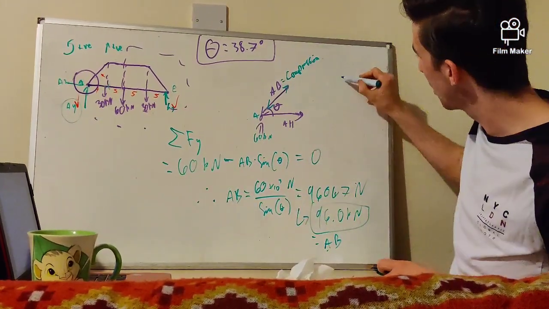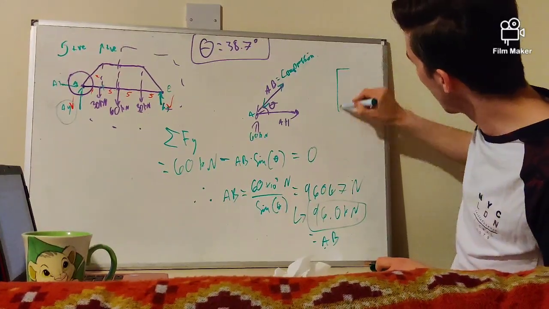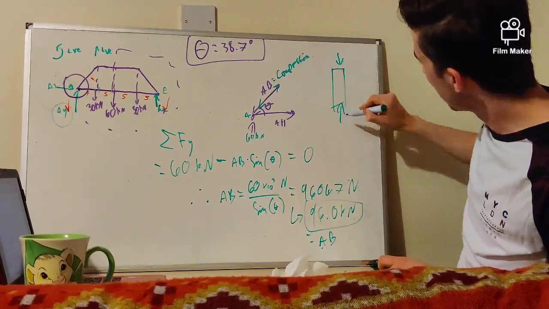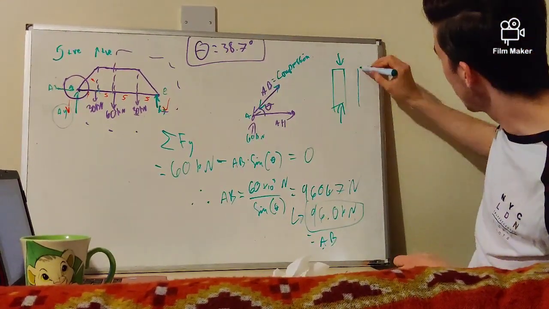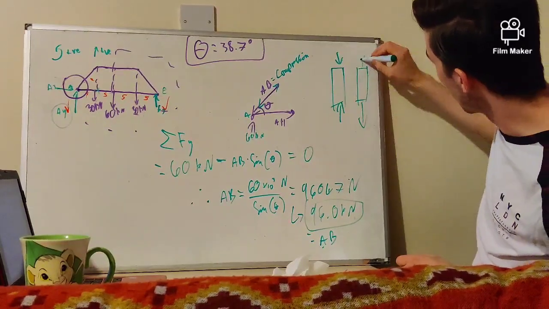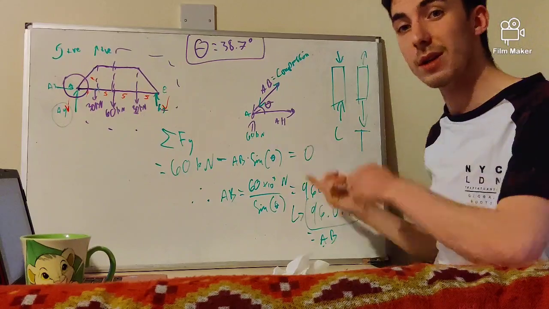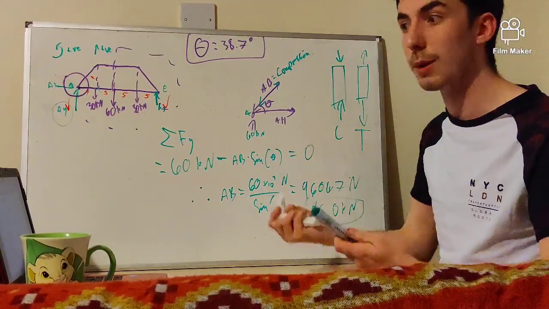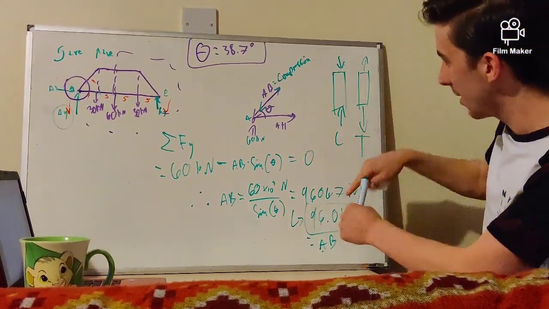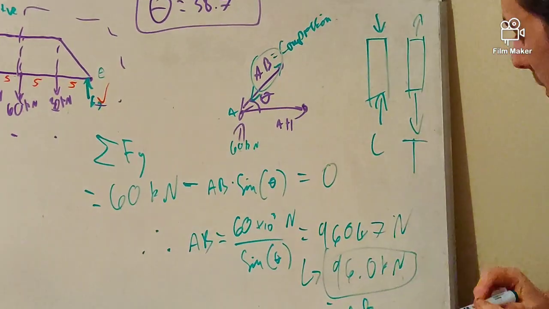Is it in compression? So you've got your bar like that. Is it being squished, or are the forces pulling it apart? And that'll be tension. So it's either in tension or compression. So they're the only things we're going to ask you to comment on. So we're going to determine that AB, this one, is in compression.